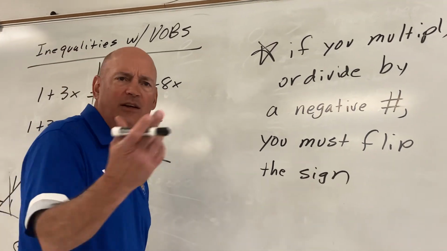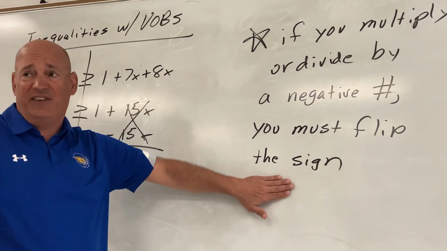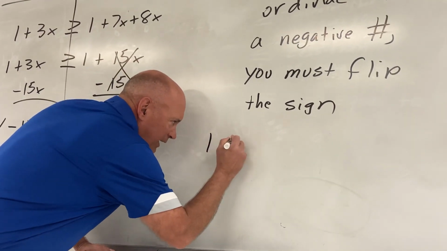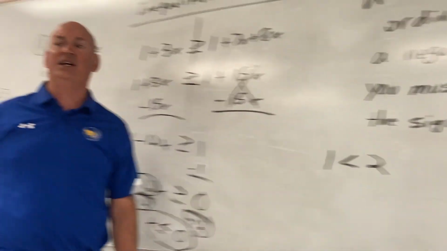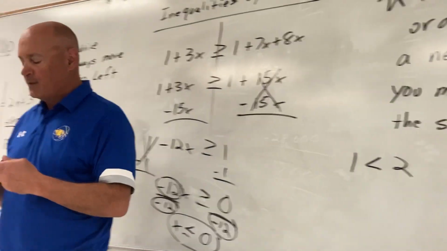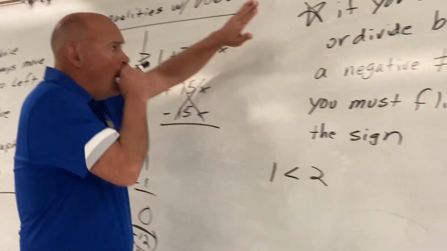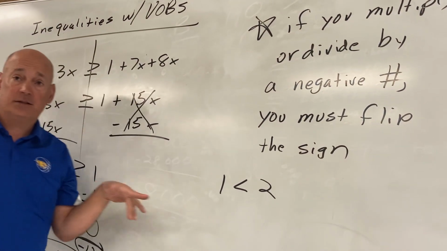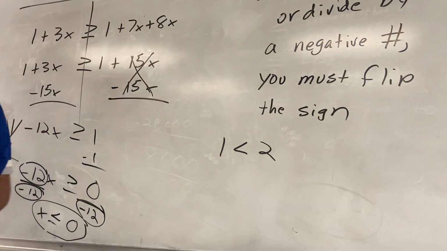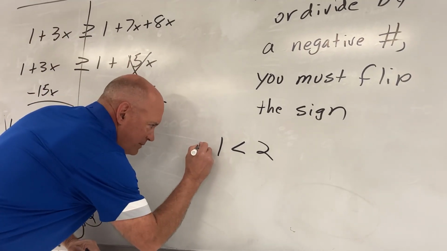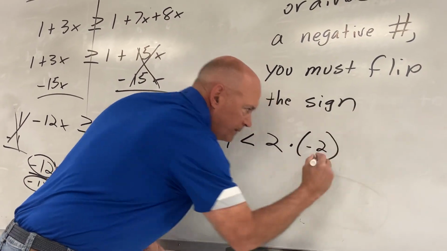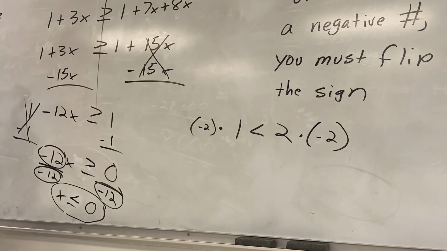But here's the reason why. You want to know why this rule is a rule? It's a very simple proof. Let's start with a true statement. 1 is less than 2. We all agree that 1 really is less than 2. That's a true statement. I'm going to apply this rule and multiply both sides by negative 2. Let's see what happens when I multiply it by a negative 2.